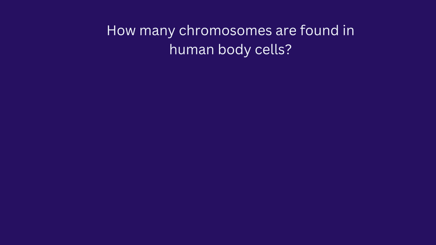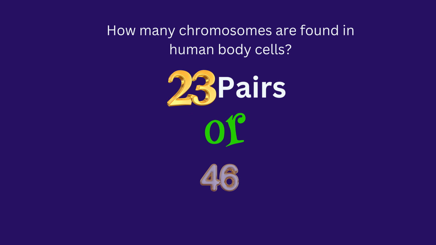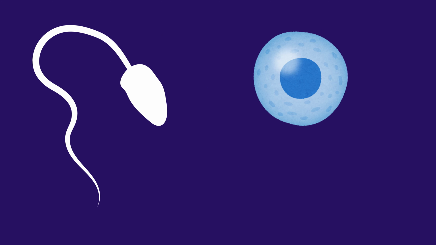How many chromosomes are found in the human body cells? The answer is 23 pairs or 46. Let us now look at how we combine these 46 chromosomes or 23 pairs.